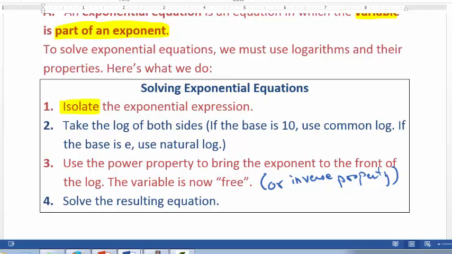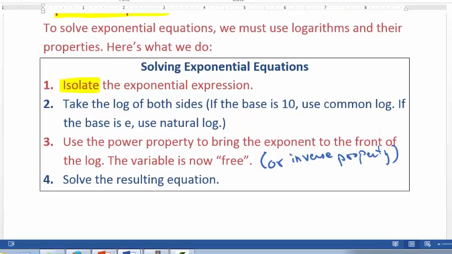And then, of course, after you've used the power property or the inverse property, the variable is now free. It's no longer in the exponent position. So then what you can do is just solve what's left, normally a linear equation, right? Where you just add, subtract, multiply, divide, that kind of thing. So that's pretty much your four-step process.